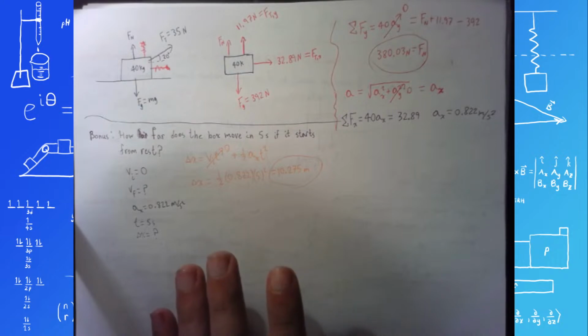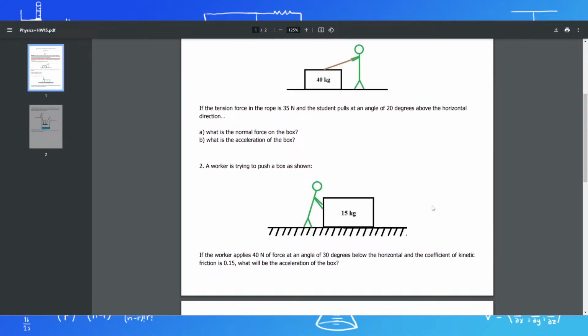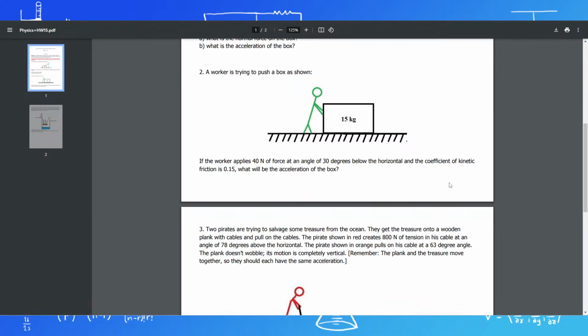Okay, so now that we're done with that, let's take a look at one that involves friction. A worker is trying to push a box as shown. If the worker applies 40 newtons of force at an angle of 30 degrees below the horizontal and the coefficient of kinetic friction is 0.15, what will be the acceleration of the box?